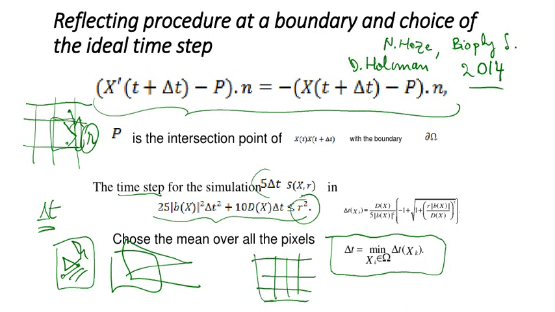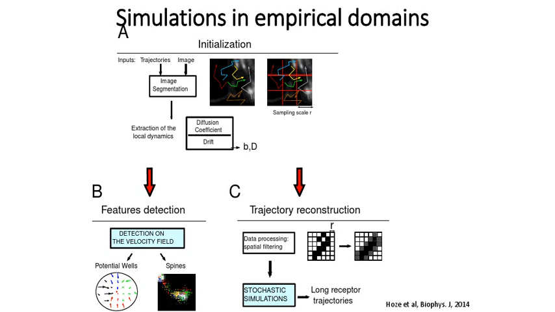So you have your grid, and you look at all the pixels here, and for this you can estimate your delta t that depends on the drift and the diffusion tensor, and obtain, for example, a uniform delta t. So in summary, you can get this done by having this procedure. We are going to release pretty soon an ImageJ plugin that will do this.